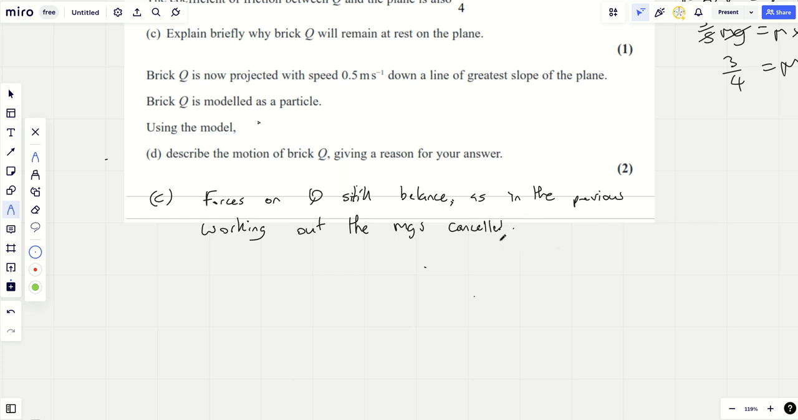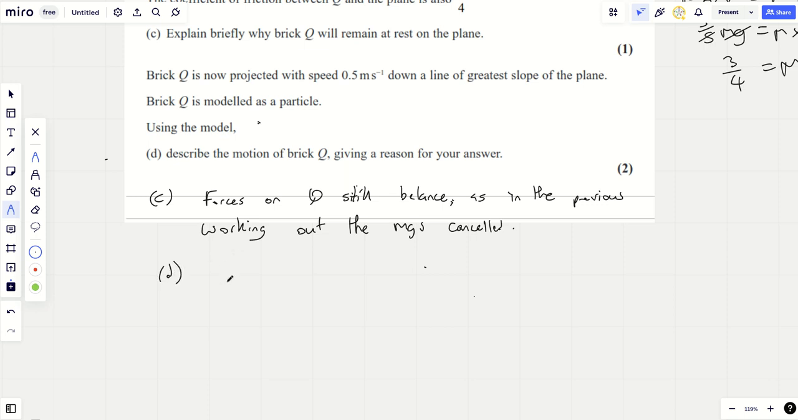They do actually allow you to do this by calculation, even though they've said don't do it by calculation. I'm just glancing at the mark scheme. It says here the friction increases in proportion to the weight. Basically, as the weight gets heavier, the friction gets heavier because there's more weight pushing down on it. Okay, so there we go.